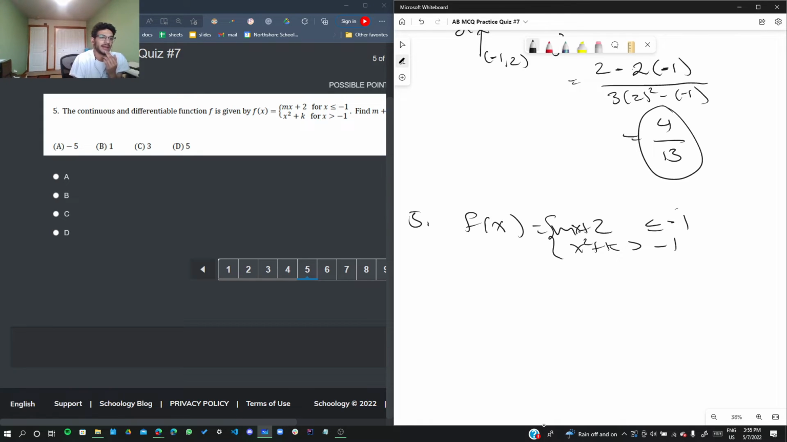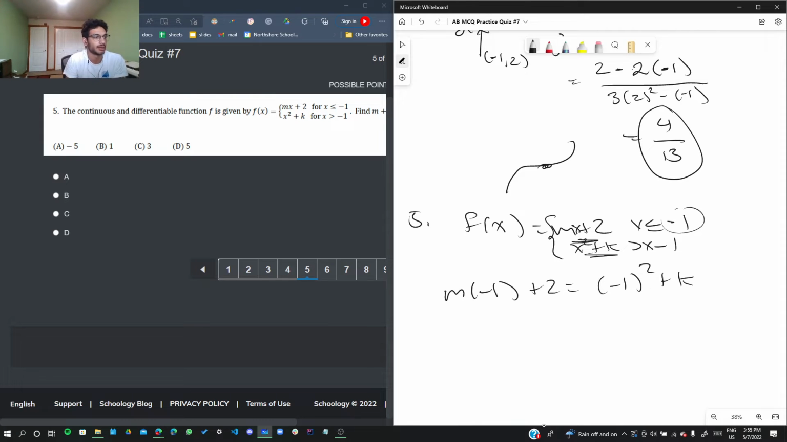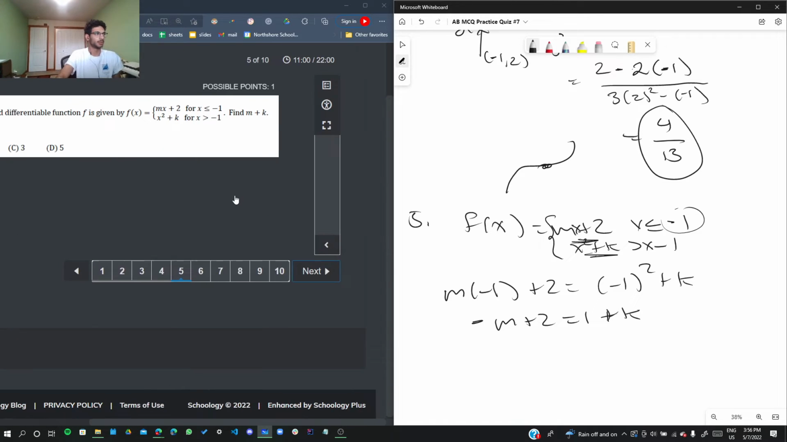So at x equals -1, they both meet. The left-hand side and the right-hand side must be the same in order for it to be continuous. Otherwise, they're not continuous. So I'm just going to set m(-1) plus 2 equal to (-1) squared plus k. So we have -m plus 2 equal to 1 plus k. Okay, so then we have that set up.